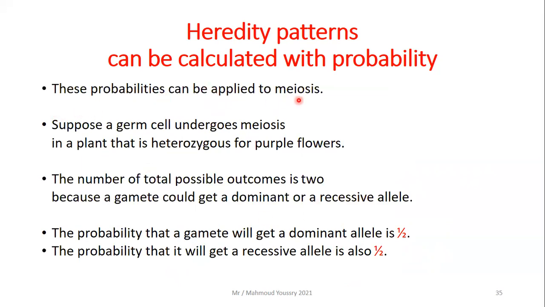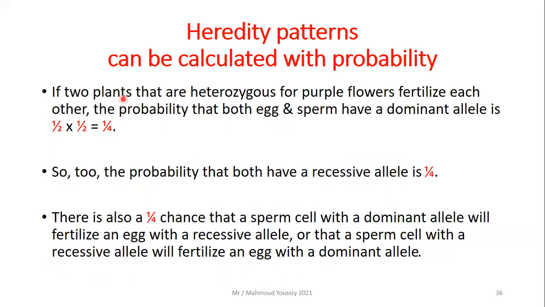These probabilities can be applied to meiosis. Suppose a germ cell undergoes meiosis in a plant that is heterozygous for purple flowers. So this is like F capital F small. For example, the number of total possible outcomes is 2, because a gamete could get a dominant or a recessive allele. The probability that the gamete will get a dominant allele is half, or 1 out of 2, and the probability that it will get a recessive allele is also 1/2.